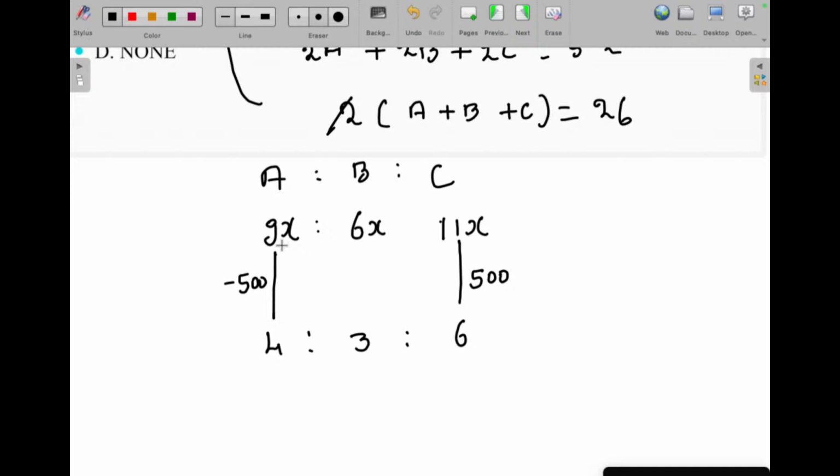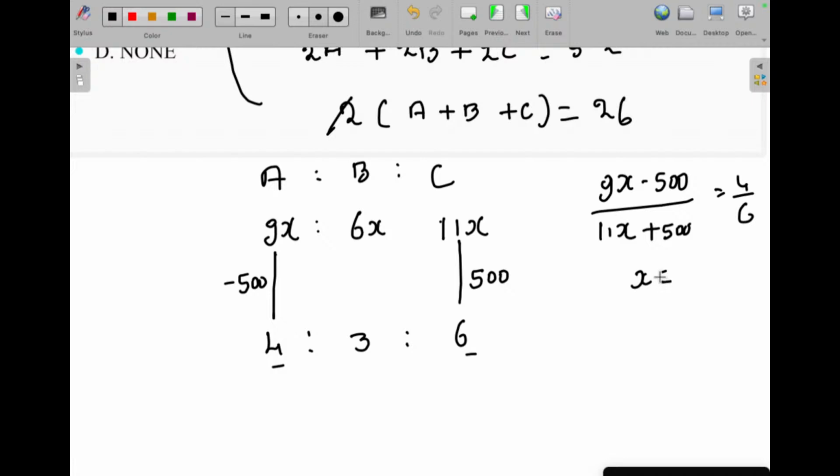One method: I can write 9x minus 500, 11x plus 500 is equal to 4 and 6. Like this I can write it, and then I can find out the x value. Find out and tell me. What is the x value? Just find out.